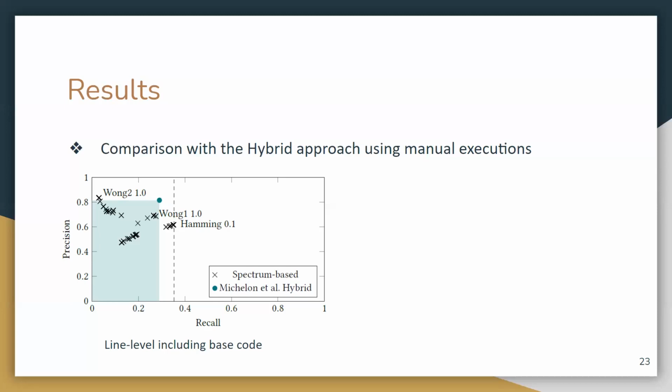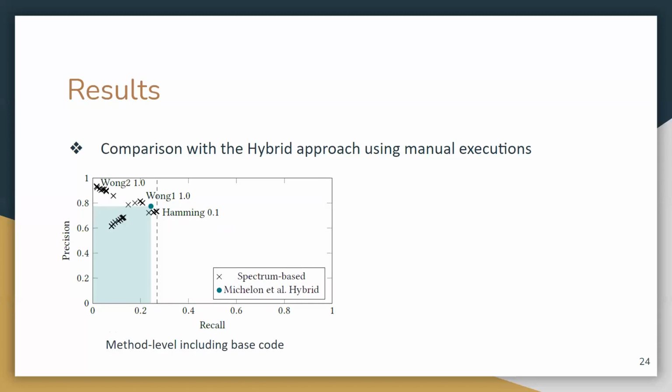However, in ranking metrics, the extremes of precision, for example, VONC 1.0, and recall, for example, Hamming 0.1, are also part of the Pareto front, that is, non-dominated solutions. At the method level, compared with the hybrid approach using the manual executions, the spectrum-based localization techniques get closer to Michelon et al. 2021, even if they were not specifically designed to locate the base source code.